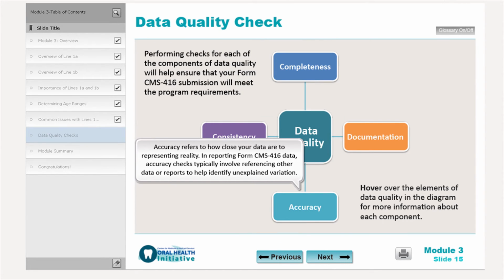Accuracy refers to how close your data are to representing reality. In reporting Form CMS-416 data, accuracy checks typically involve referencing other data or reports to help identify unexplained variation.